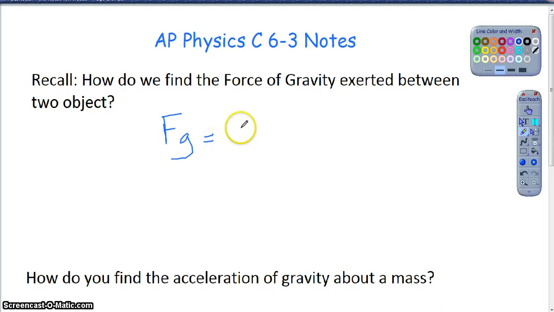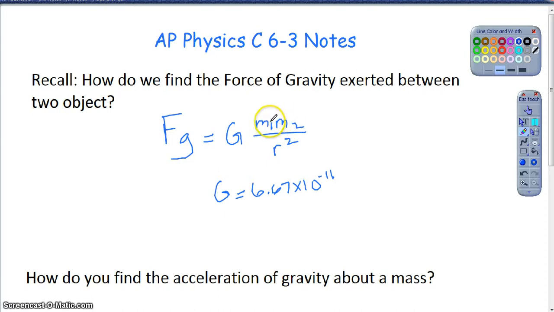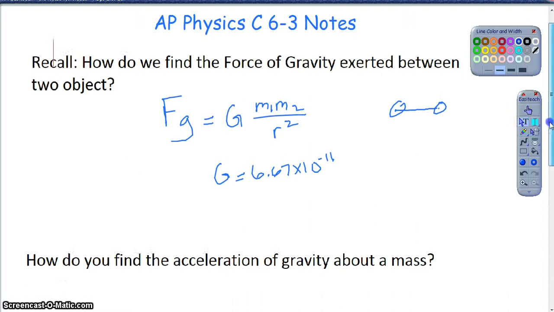We know anytime there are two objects, the force of gravity would be G and then mass 1, mass 2, divided by the radius, the distance between them squared. Keep in mind G is our universal constant, so G is that 6.67 times 10 to the negative 11th, which is always on your table of information. And then m1 and m2 would be the two masses in terms of kilograms, and r would be the distance between the centers of mass. So if I have two objects, it'd be the distance from center to center. So anyway, make sure you're pretty comfortable with that.